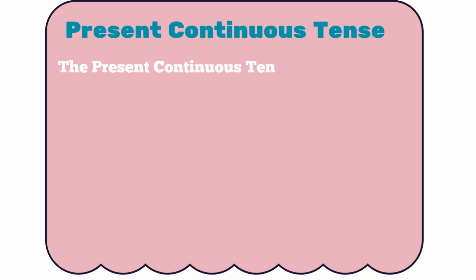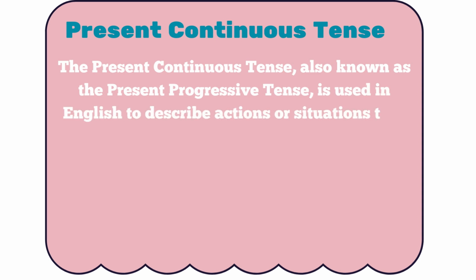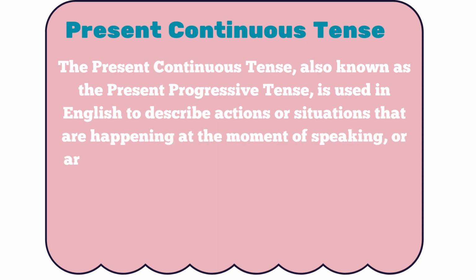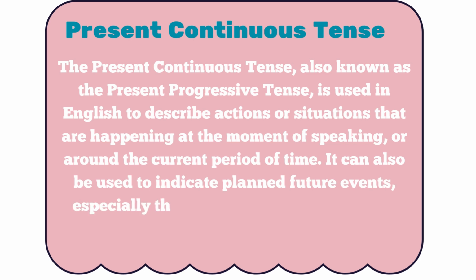The present continuous tense, also known as the present progressive tense, is used in English to describe actions or situations that are happening at the moment of speaking, or around the current period of time. It can also be used to indicate planned future events, especially those that are fixed or decided.